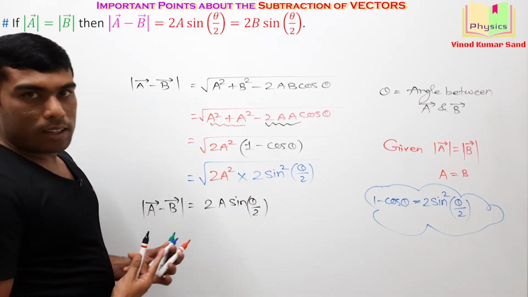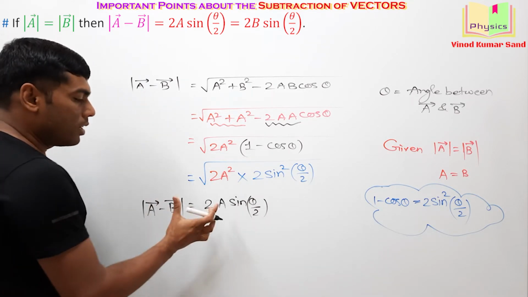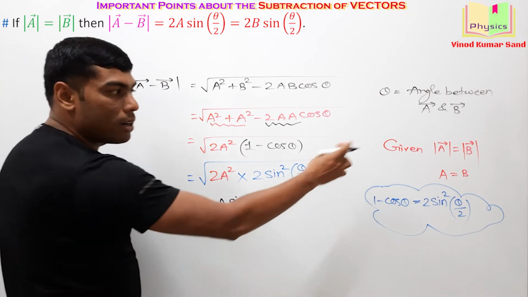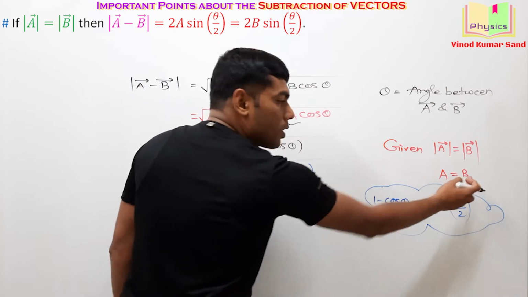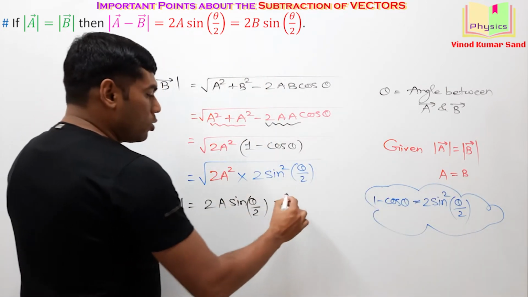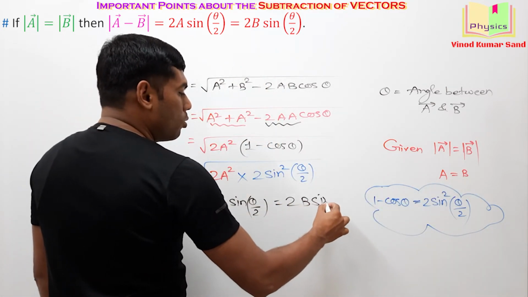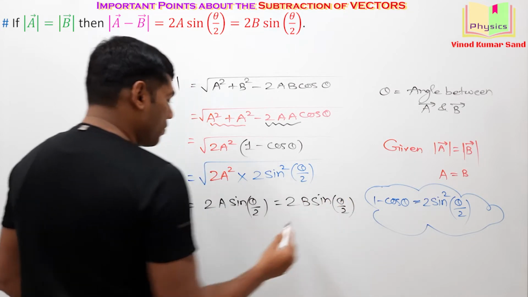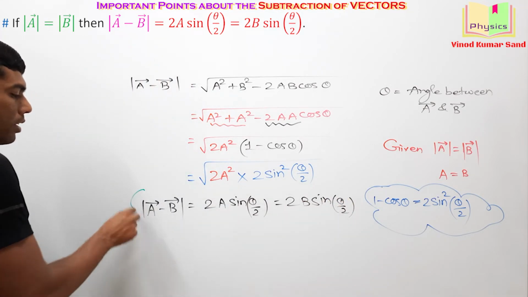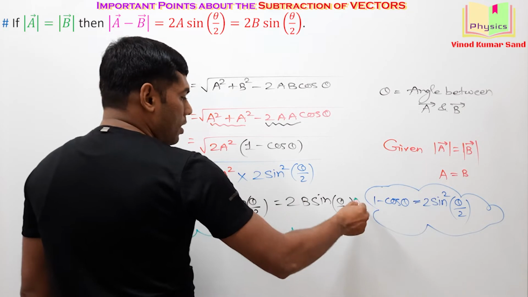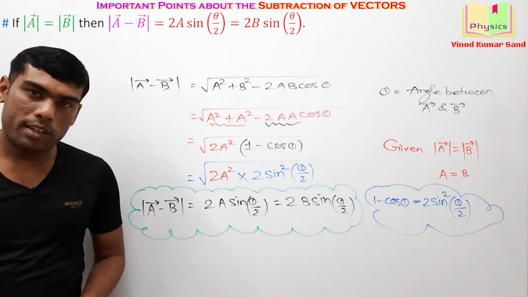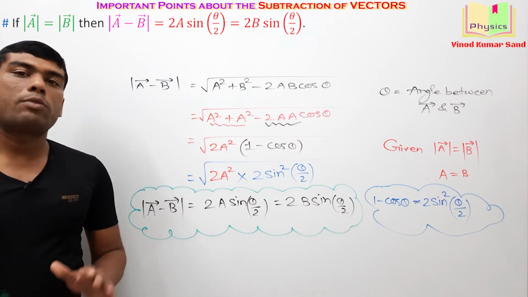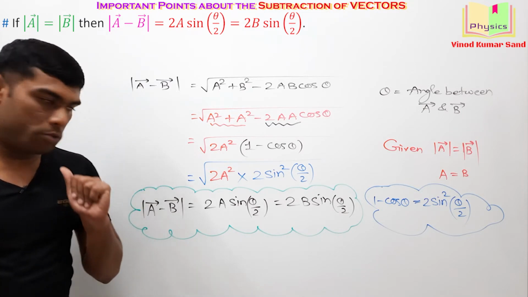See one interesting thing, it's given in the statement that the magnitudes of A vector and B vector are equal. It means at the place of A you can bring B. So this can be written as 2B sine theta by 2 also. This is an important result. You should learn it. Fine. Note it down. Then we'll be taking up point number 5.